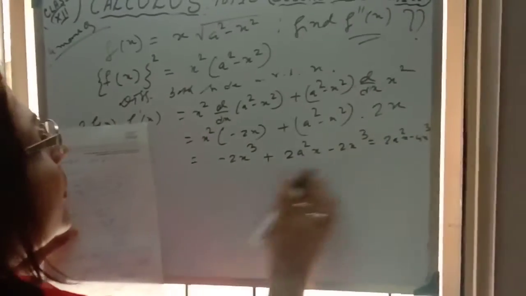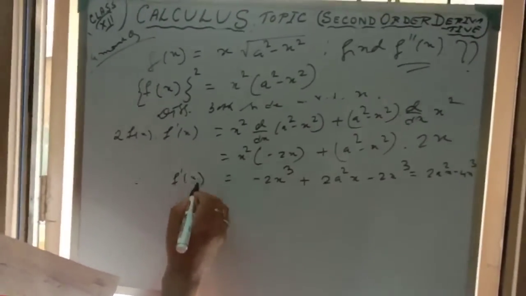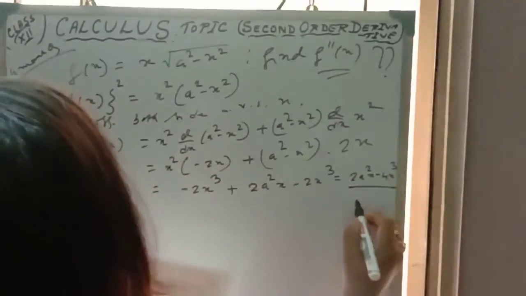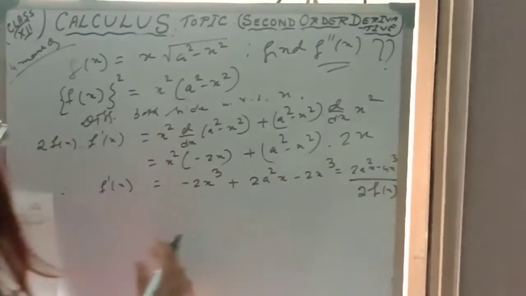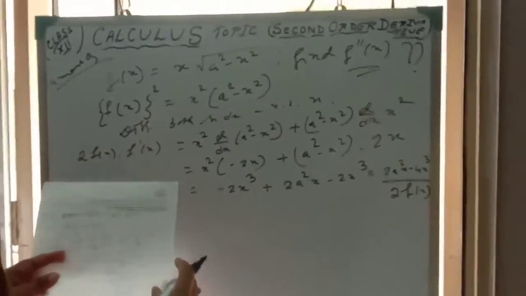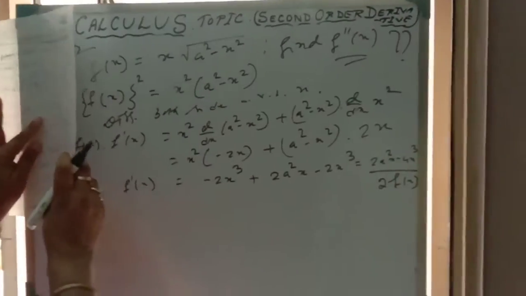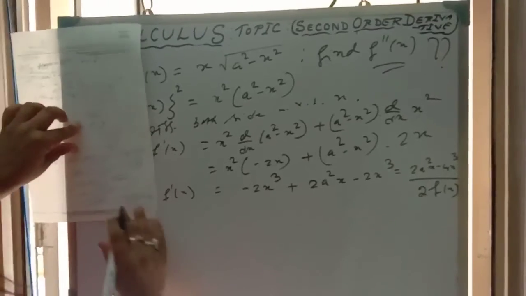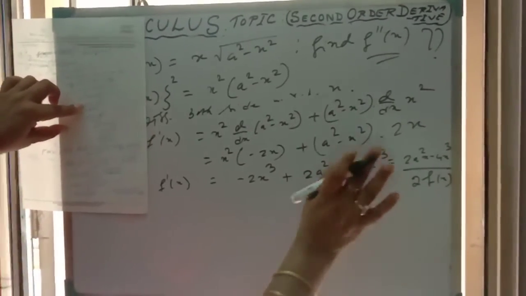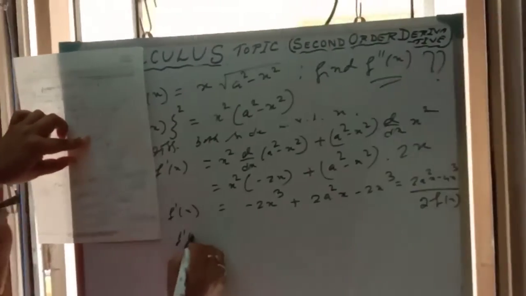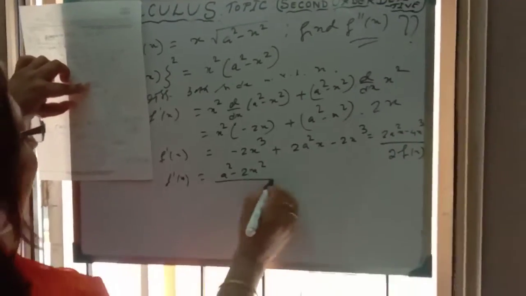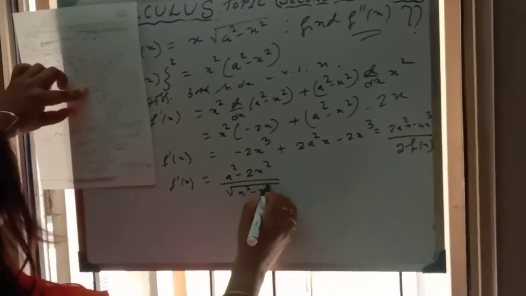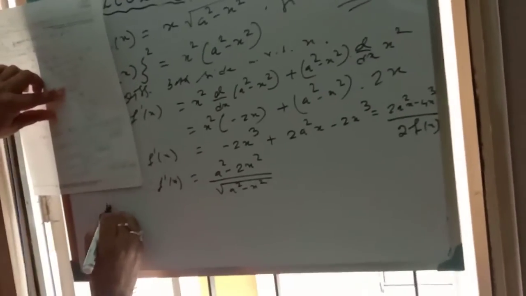This is f dash x. So we can write f dash x is equal to this divided by 2f(x). We can put the value here of 2f(x). Just put the value there, and we will get f dash x is equal to a square minus 2x square by square root of a square minus x square. Now find f double dash x.